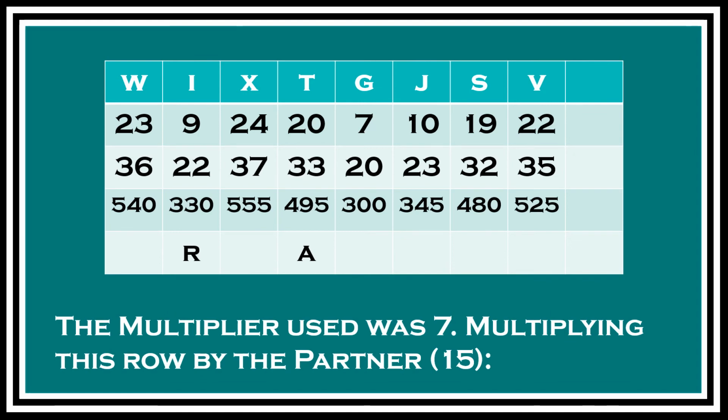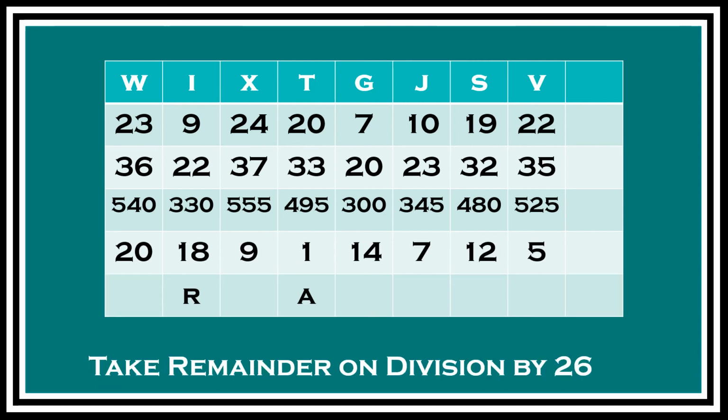And then the partner comes into play. So we know that the multiplier used was 7. We need to multiply through by the partner, which is 15. So that third row of numbers is 15 times that second row of numbers. 36 times 15 gives you 540, and so on and so on.